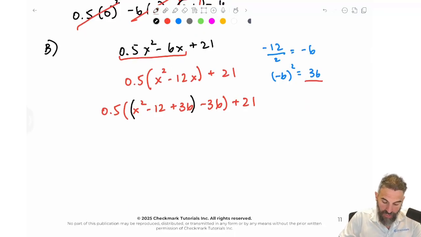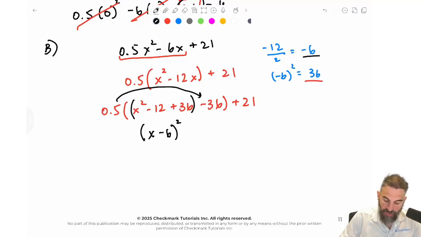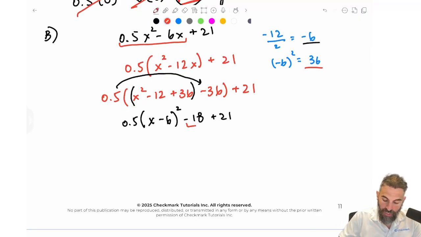Okay, now we start putting it together. Since this is our perfect square, remember that this number is what you're going to use. So (x minus 6) squared. Then you'll take this half and distribute it to the negative 36. So a half times negative 36 is negative 18. The 0.5 is still in front, and the 21 is still at the end. And then you just clean it up. So my answer is 0.5 times (x minus 6) squared, minus 18 plus 21, which is plus 3. So there you go. That is your vertex form.